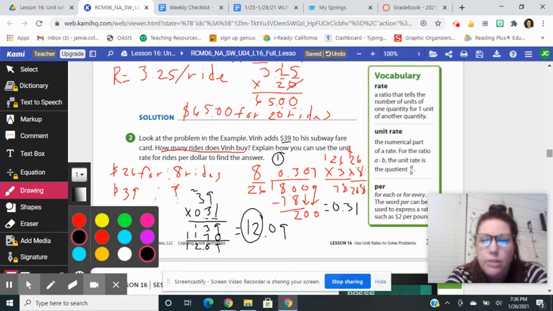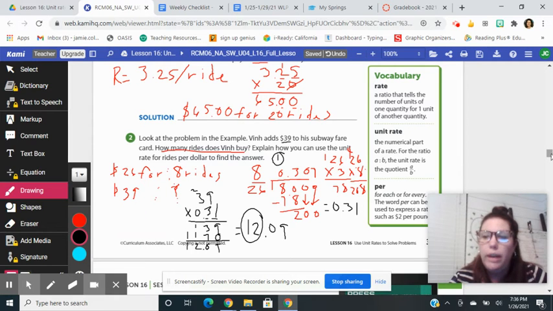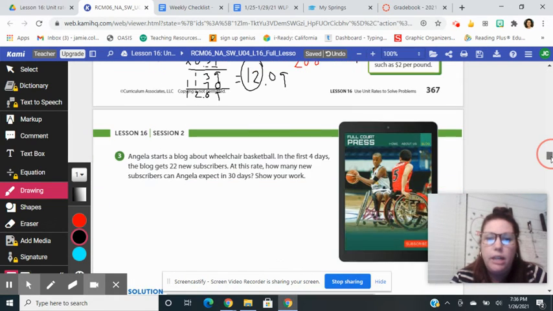Okay. I know there's a lot of steps. We've been using a calculator to do some of these things, but I wanted to show you longhand what that would look like. Okay, let's go ahead and move on to number 3.